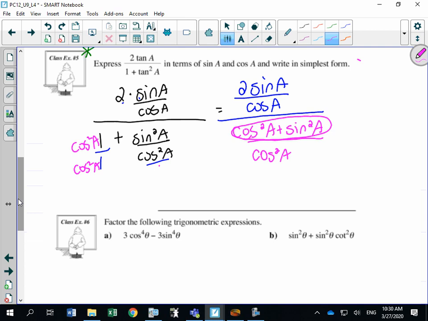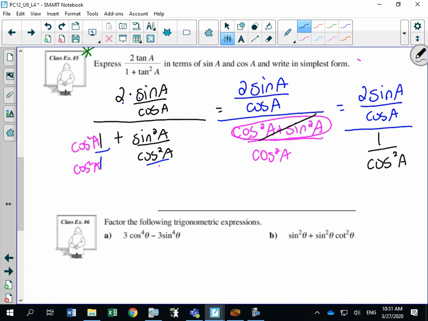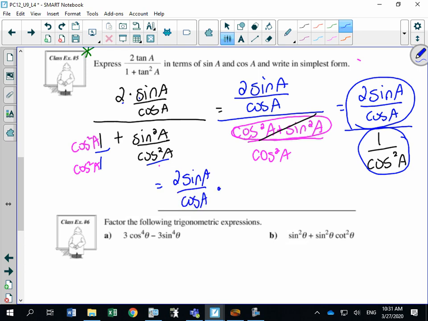So I'm going to go down here, and I'm going to rewrite this as 2 sine A over cos A, all over this guy, which is 1 over cos squared A. Now I'm going to rewrite this as this fraction times the reciprocal of this guy, right? Instead of dividing two fractions, I'm going to multiply by the reciprocal. So that would be 2 sine A over cos A times the reciprocal, cos squared A over 1.